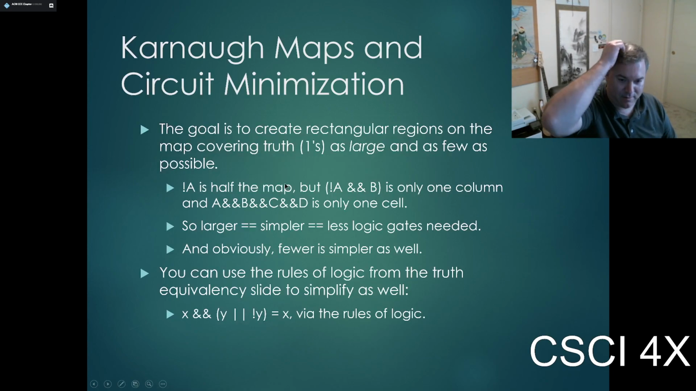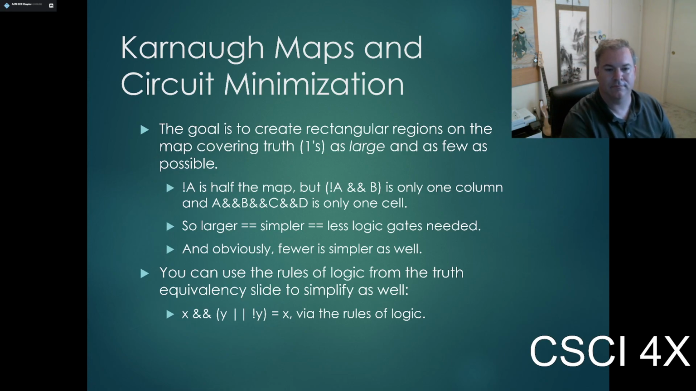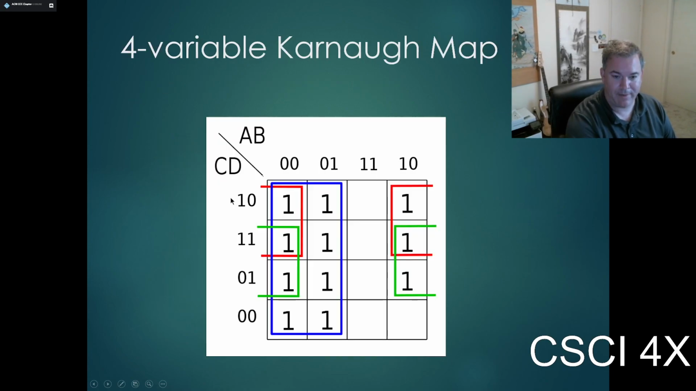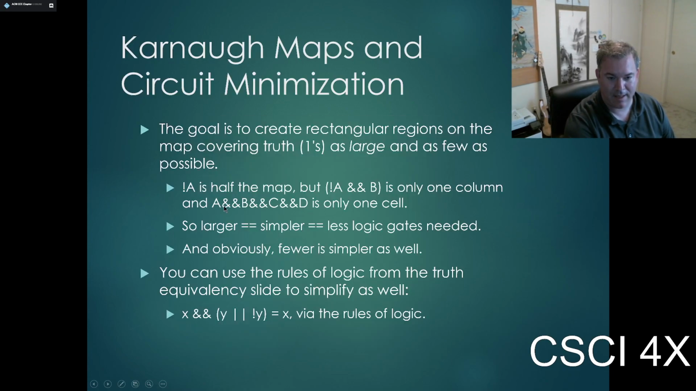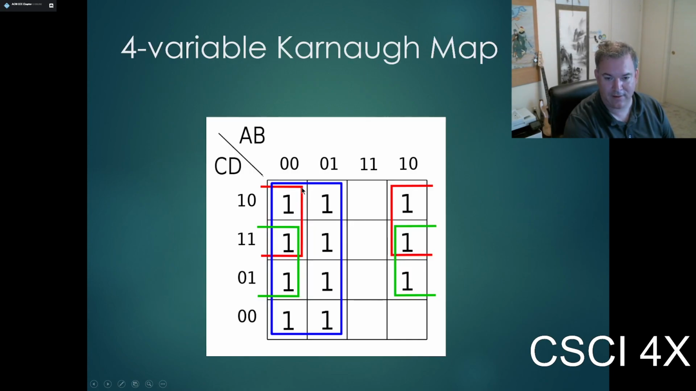Okay. So, yeah, not A is half the map, but A ANDed with B, ANDed with C, ANDed with D, that's one spot. So it's a bit counterintuitive. The more logic gates you use, you actually specify a more and more precise area on the map, which is not good if you can do a more broad and general solution.